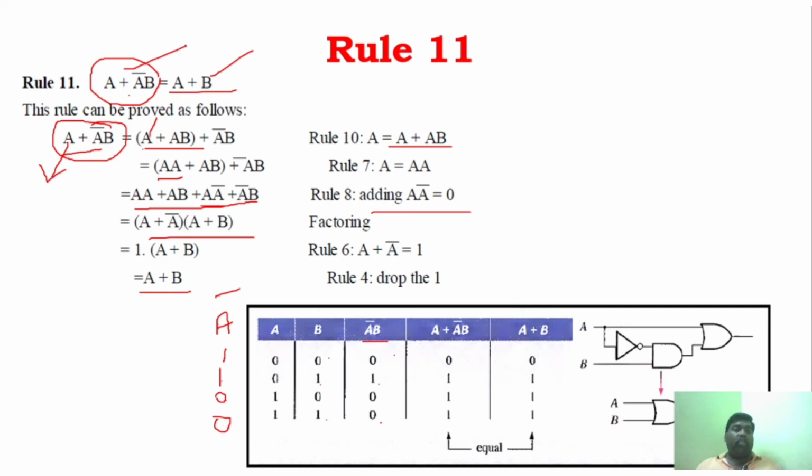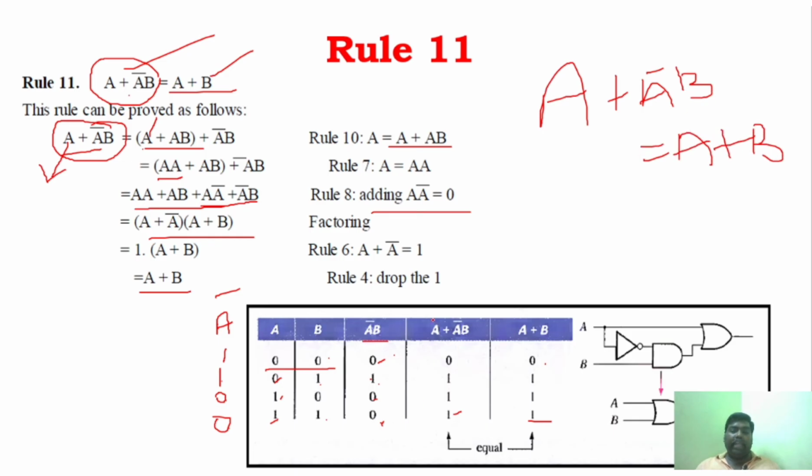And then what we have to do? We have to find out A plus A bar B. We have determined what A bar B is. Now A plus A bar B: 0 plus 0 is 0, 0 plus 1 is 1, 1 plus 0 is 1, and 1 plus 0 is 1, right? And what we have to prove is A plus B. We know that A plus B, that is 0 plus 0 is 0, 0 plus 1 is 1, 1 plus 0 is 1, and 1 plus 1 is 1, right? Finally we need to prove that A plus A bar B is equal to A plus B, correct?